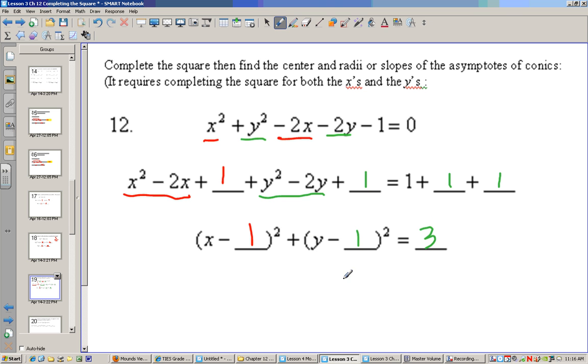Now if you look at this equation, hopefully by now people see that this is a circle going to the right 1, up 1, and it has radius as the square root of 3.